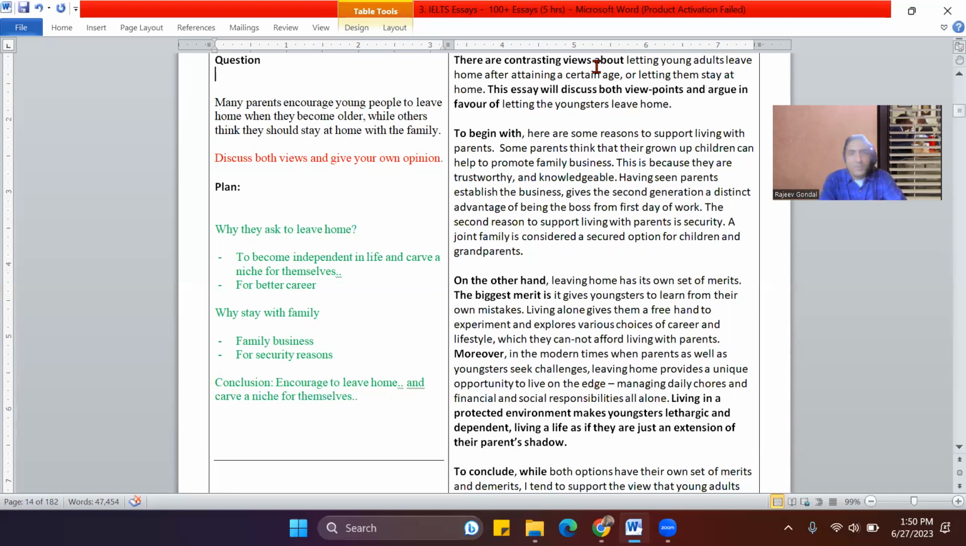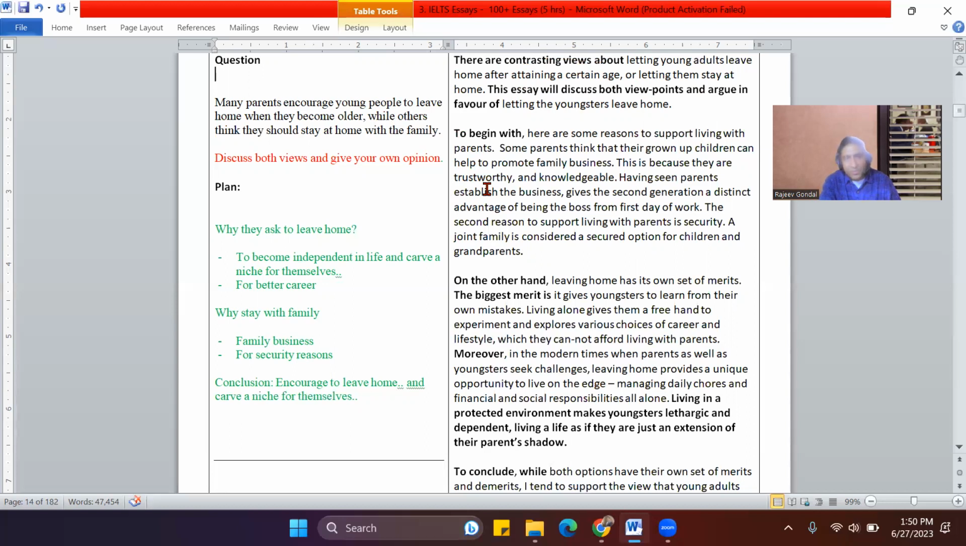These are phrases which can be used in any essay. These are like some templates. There are contrasting views about, whatever the topic is. Then this essay will discuss both viewpoints and argue in favor of. So like this, at the beginning itself, you are very clear what you want to say.